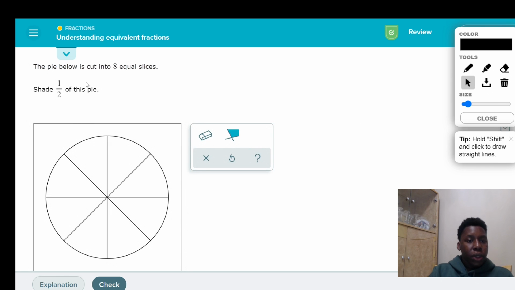It says the pie below is cut into 8 equal slices. Shade half of this pie. Okay, so we're going to use the same example I used in the beginning of the video, right? So this is basically telling us every time we count 2 slices, we should shade one of the pie, right? It's because it's telling us to shade half of this pie. So this is saying every time we count 2 slices of pie, we should shade a slice once, right?